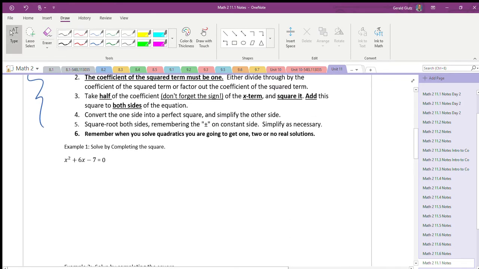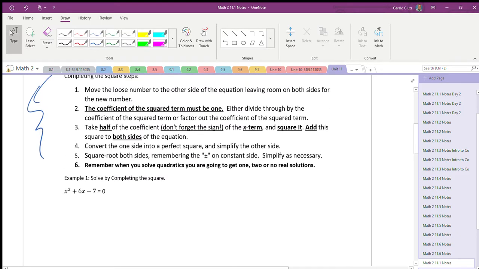If I'm completing the square, the first step says move the loose number to the other side. What that means is whatever number is not being multiplied times x or x squared, I want to move to the other side. Previously we always wanted to make one side equal 0. Now we're doing the opposite of that. We want to get that single number, or the c value, to the other side. So now I'll have x squared plus 6x equals 7.